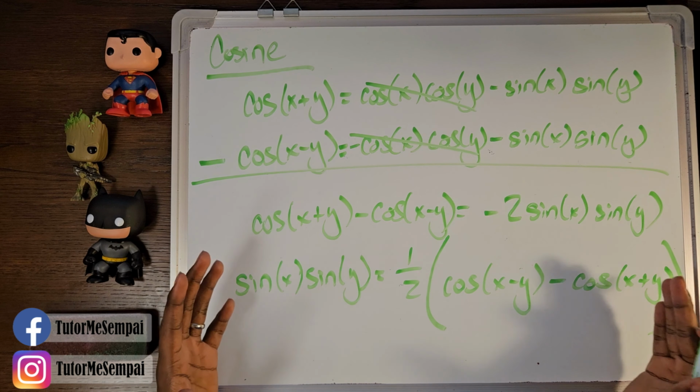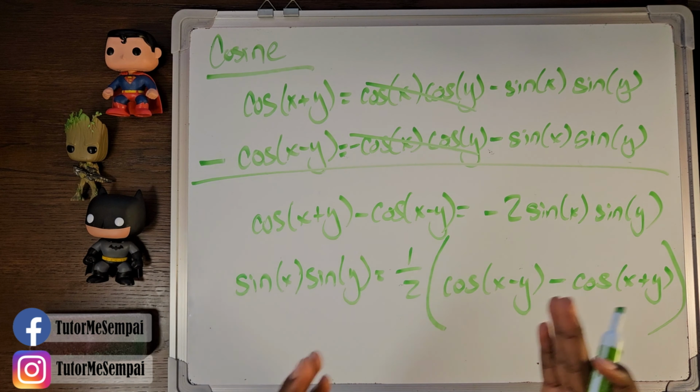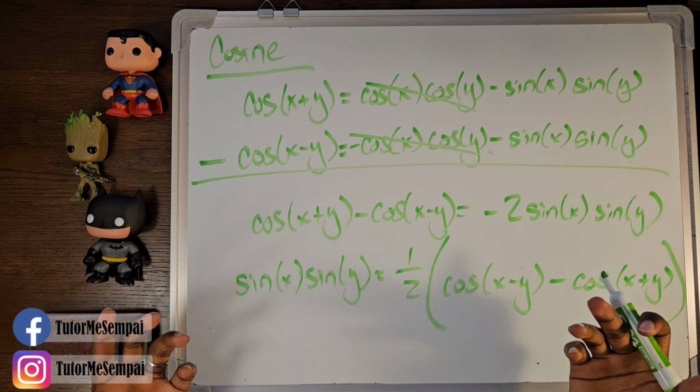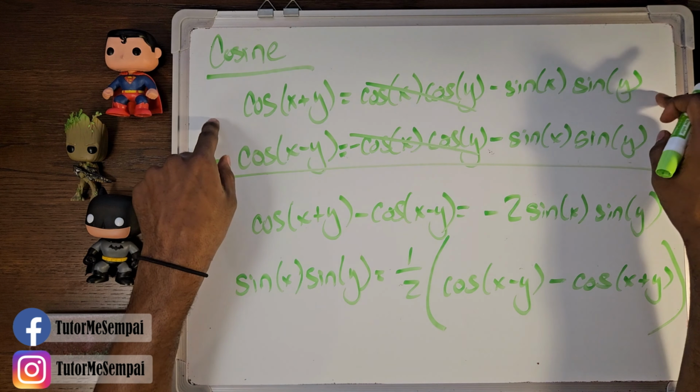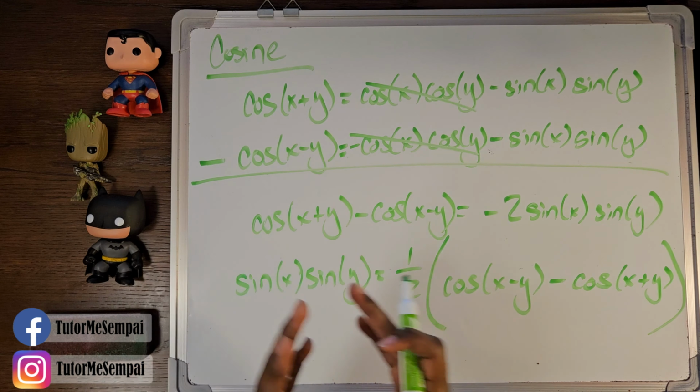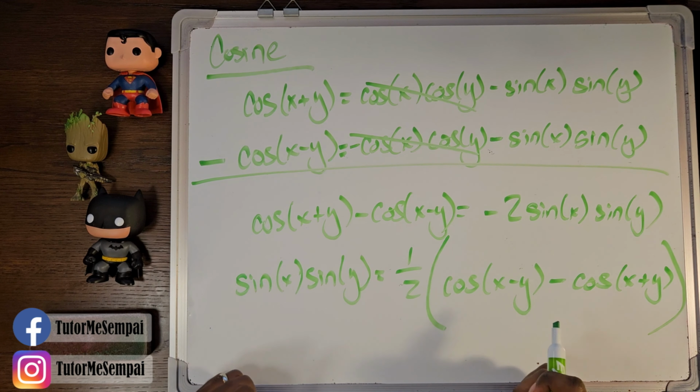This is going to be our second cosine product to sum identity. Now, this doesn't have any cosines in it, so why am I calling it cosine? Well, that's because we started with cosine and we have a bunch of cosines here. So I'm calling that product to sum identity for your cosines. So I hope you were able to follow along with today's video, and I hope you now know how you can derive your product to sum identities using your angle sum and angle difference identities.